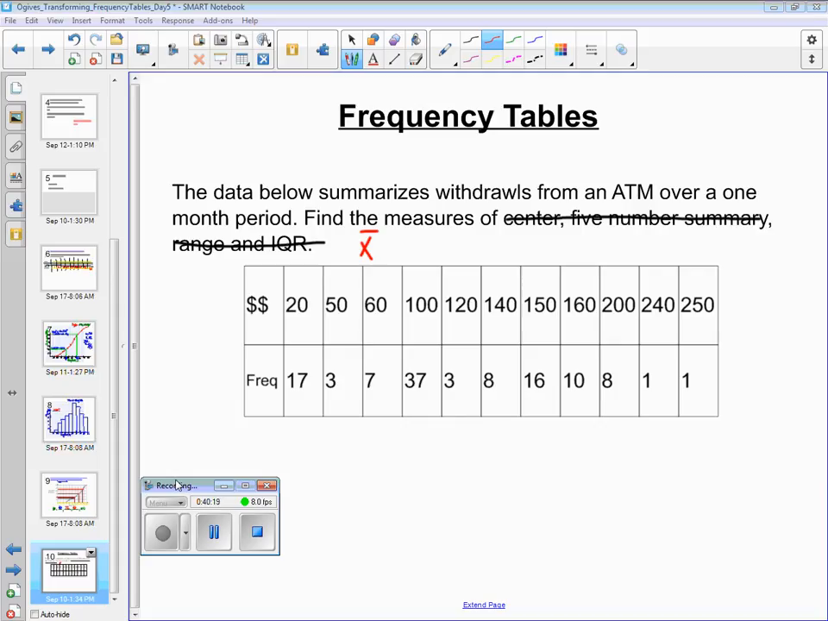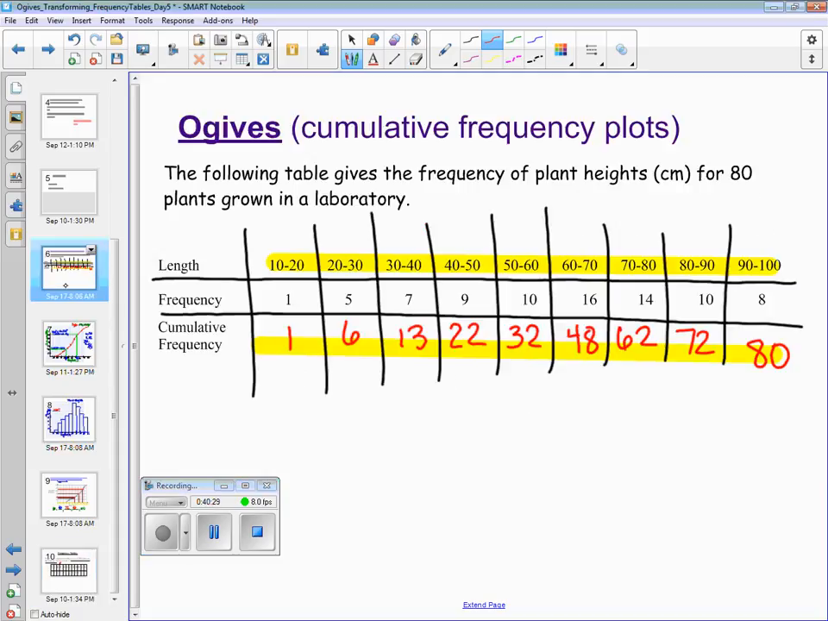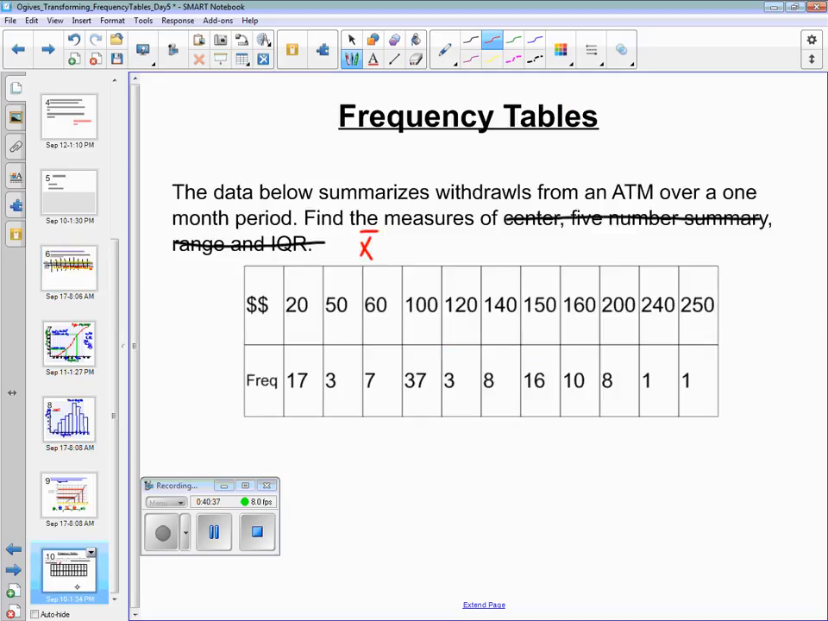But there's probably an easier way, right? And there is. If you have a frequency table like we've been dealing with pretty much all day, and I ask you to find a calculation, this one's a little bit different than the plant height ones. We were given bins in this case. This one we're given exact withdrawals. 17 people took out $20 from the ATM. So I can calculate an exact mean. Here's how you do it.